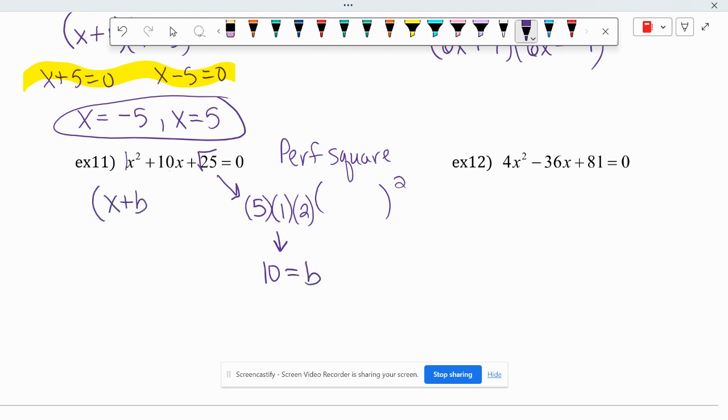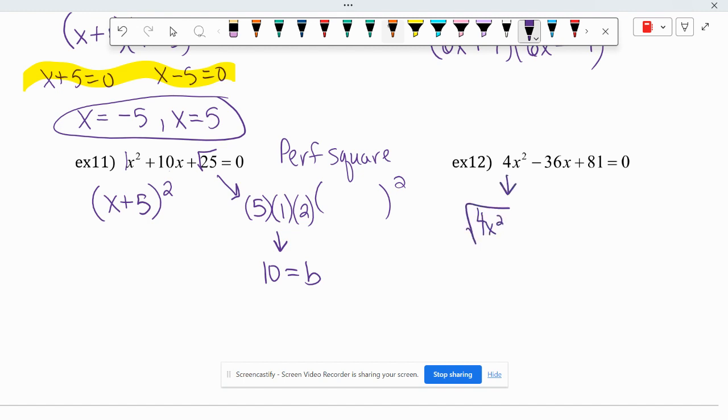x plus 5, the quantity squared. What do you think about the next one? We have to take the square root of 4x squared, and I need to take the square root of 81. That'll tell us what to put in our parentheses, and then we just need to check it. What is the square root of 4x squared? 2x. And what is the square root of 81? 9.